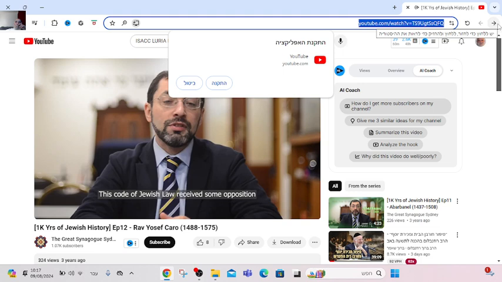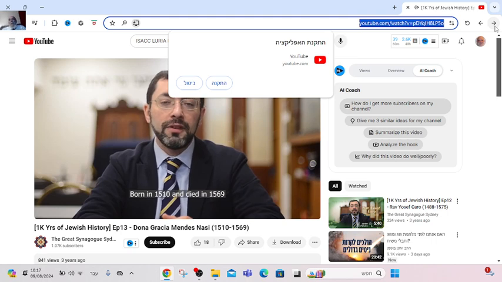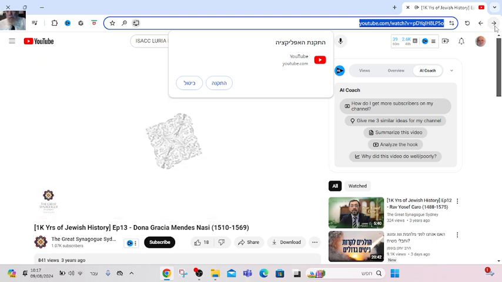Hello, I'm Rabbi Elton from the Great Synagogue in Sydney, and our first writer today is Doña Gracia Mendes Nasi, born in 1510 and died in 1569.